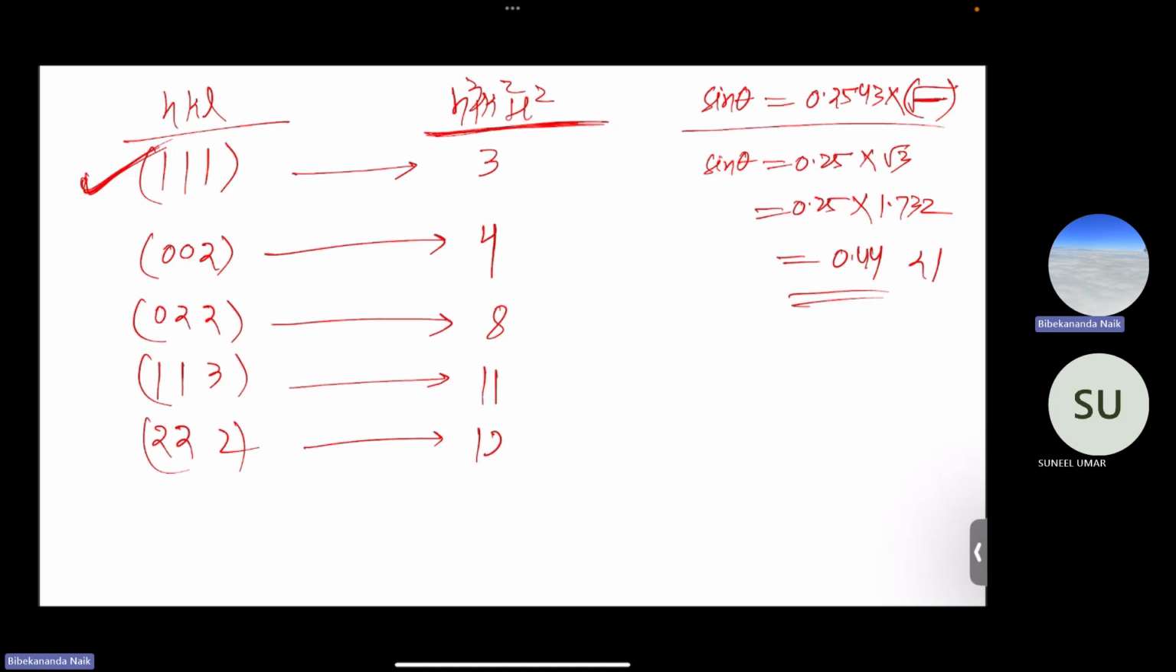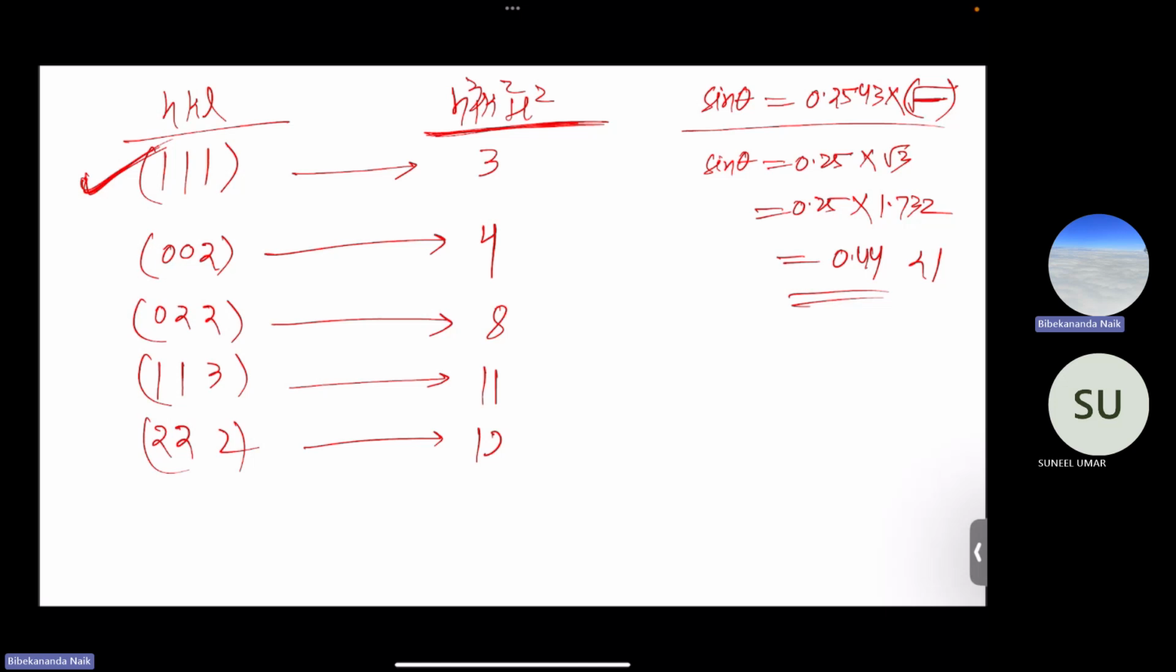Now you understand how we are calculating why the next will be 0, 0, 2, not 2, 2, 2. Because for 0, 0, 2 all are even, and h square plus k square plus l square is 4. So the next higher value will be 8. In between there will be no value, because we also need to see the values of the sets of HKL we are taking. All should be either even or all should be odd.